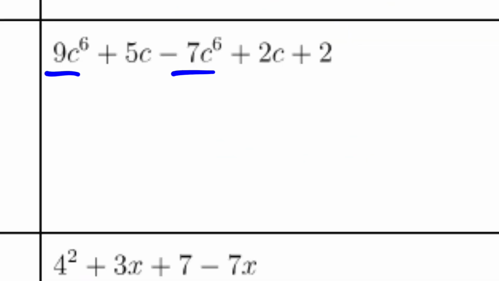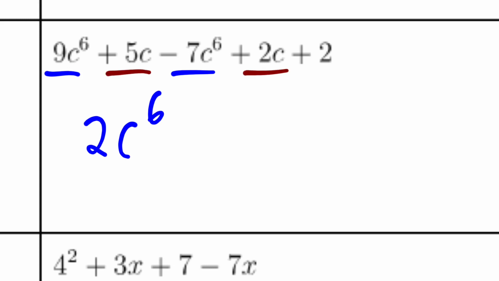C to the power of 6 is one term. I combine the coefficients, 9 minus 7, 2c to the power of 6. Notice that the exponent does not change. It's used like a unit. So this is like 9 apples, take away 7, how many are left?